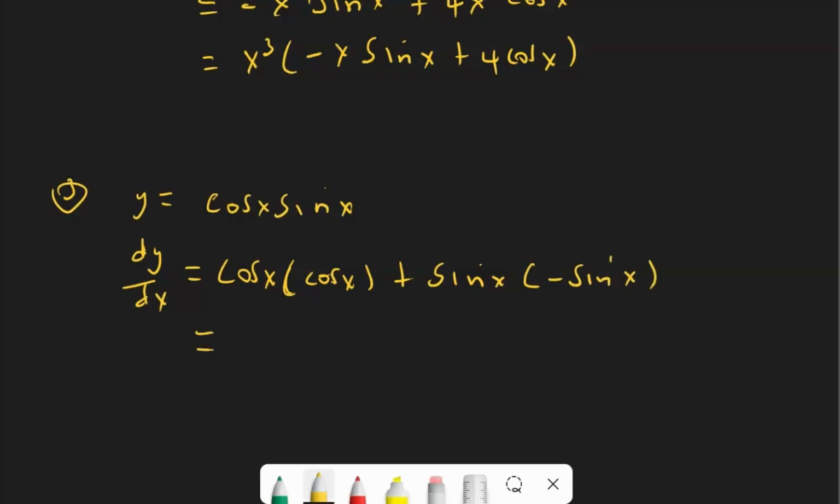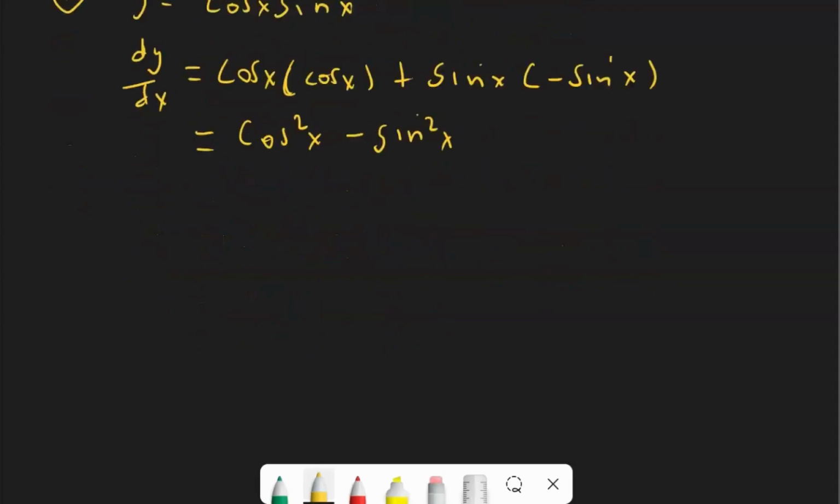And simplifying this, we have cos x times cos x is cos square x, sine x times minus sine x is minus sine square x as our final result.